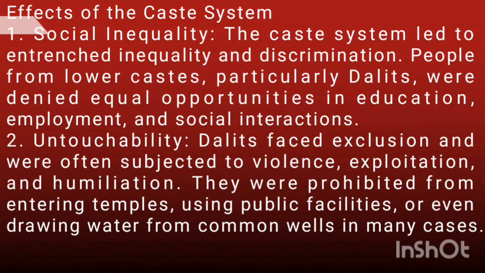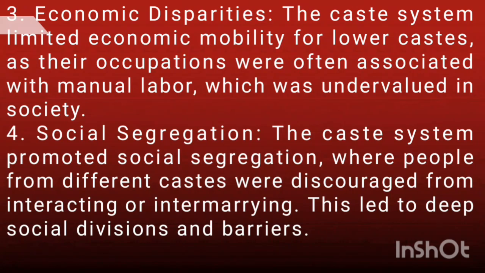Next one is effects of the caste system. First one is social inequality. That is, lower castes faced discrimination and lacked opportunity. Next one is untouchability. Dalits faced exclusion and were often humiliated or oppressed. Next one is economic disparities. The system limited economic mobility for lower castes. Social segregation: caste divisions lead to social isolation and barriers between groups.